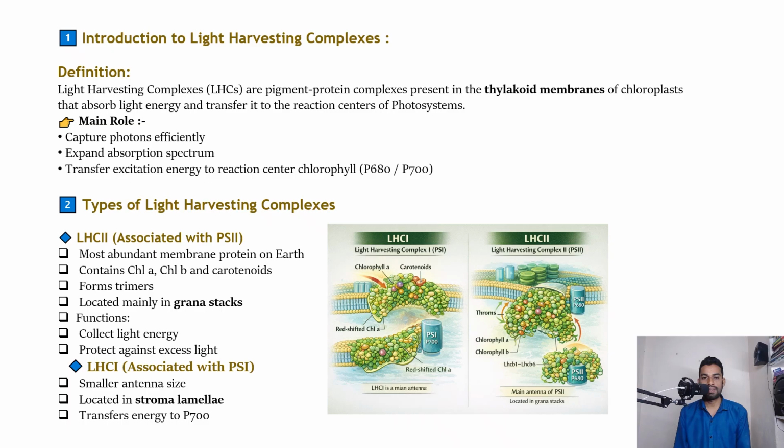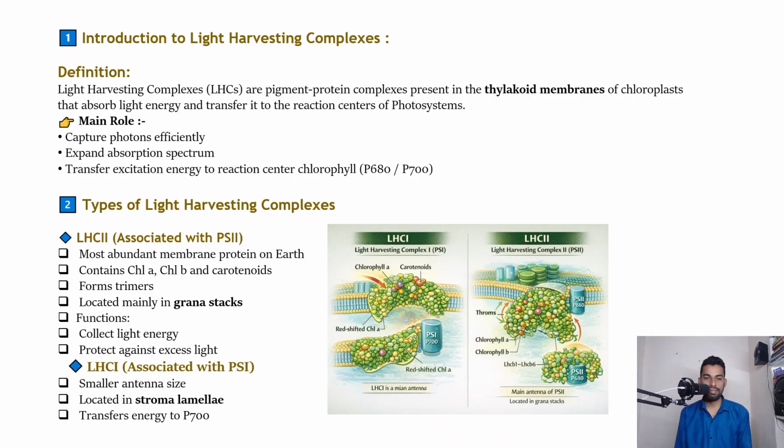Light harvesting complexes are pigment protein complexes present in thylakoid membranes of the chloroplast that absorb light energy and transfer it to reaction centers of the photosystems. So LHC molecules are present in thylakoid membranes, okay, and absorb the light energy and transfer it to photosystems. Main role: capture photons efficiently, expand absorption spectrum, transfer excitation energy to reaction center chlorophyll, P680, P700. So electrons are transferred to chlorophyll here. There are two reaction centers, that is P680 and P700.